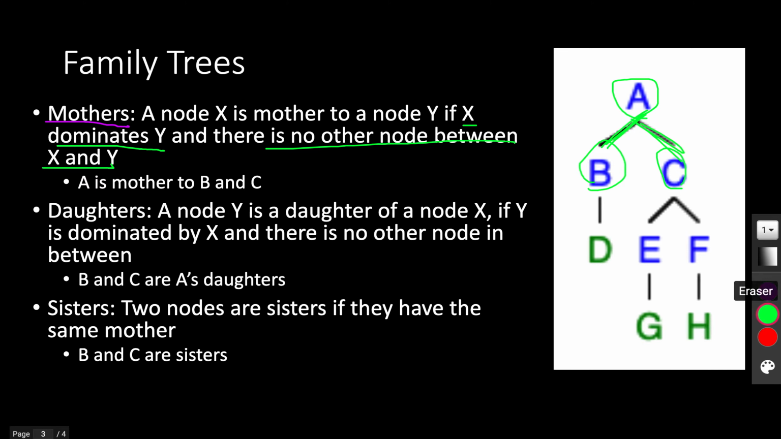And finally, we have the notion of sisterhood. So two nodes are sisters if they have the same mother. Again, this makes sense from the familial perspective. So B and C are sisters because A is both of their mothers, and they are both of its daughters.